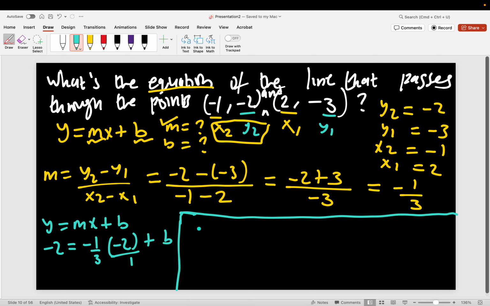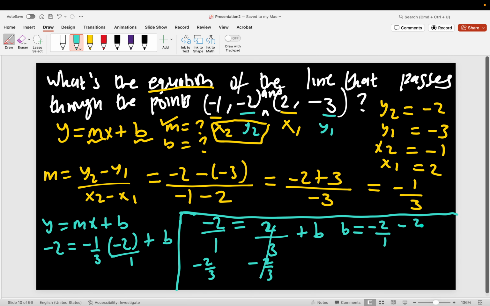Okay, so -2 is going to be equal to, if we multiply this, negative times negative is positive, so it's 2 over 3 times 1, which is 3, plus b. I'm going to go ahead and make this over 1. So I'm going to subtract 2/3 from both sides of my equation. So b is negative 2 over 1 minus 2 over 3, which means my b is negative 2 times 3, 6, minus 2 over 3, which means b is negative 6 minus 2 is negative 8 over 3.